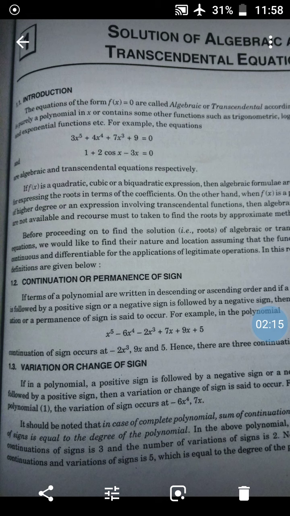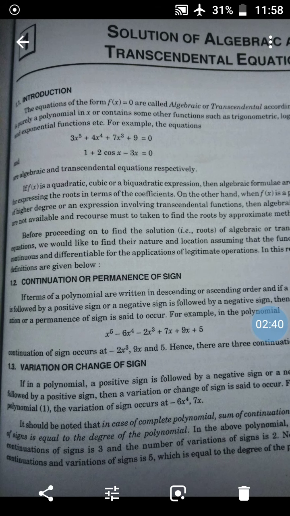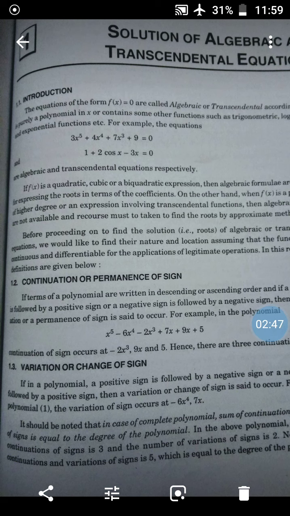And -2x^3 + 7x. Now it is the change of sign. Minus to plus, that is the change of sign. 7x + 9x + 2, plus to plus, that is the continuation of sign. So variation or change of sign: if a plus is followed by a minus and a minus is followed by a plus, then it is a variation or change of sign; or if plus is followed by plus and minus is followed by minus, then it is called continuation of sign.